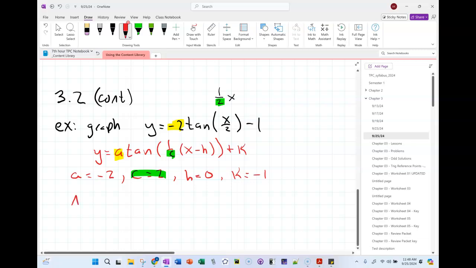So if I ask for the amplitude, the midline, the period, and the frequency, let's start with the easiest one. What's the amplitude going to be here? No. It's a tangent graph, not a sine or cosine graph. There isn't any. There's no amplitude, not applicable, doesn't exist because there is no extrema, right?